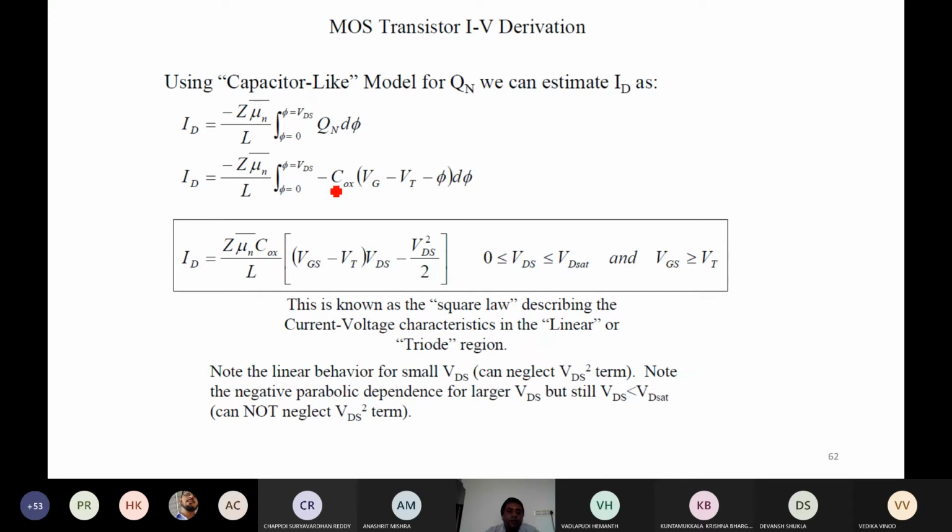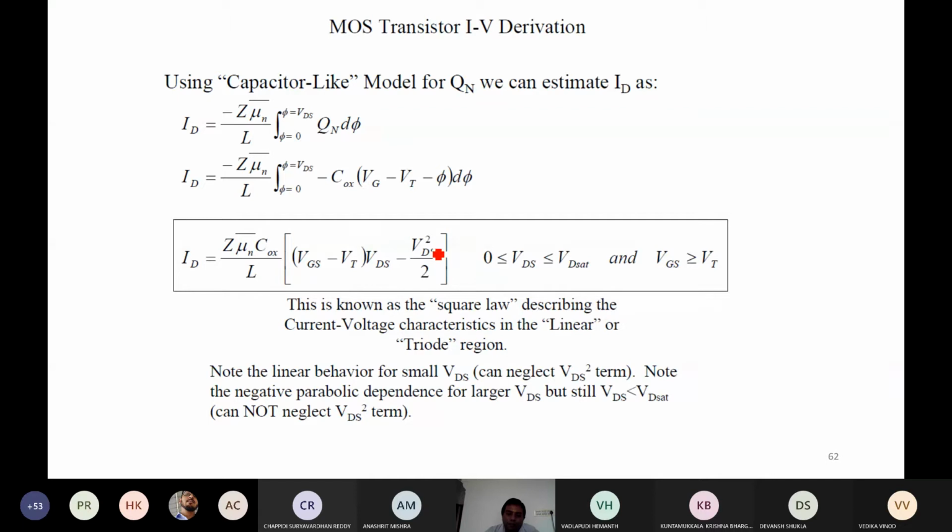By L, VGS minus VT will give you phi, and the second term will give you phi square by 2. You put the limit phi equal to 0 to VDS, so in the first term the value of phi is now VDS, and in the second term phi square by 2 means VDS square by 2. This way we find the current in the linear region, where VGS is greater than or equal to VT, and VDS is more than 0 but less than VD sat. This is the condition in which this current equation is valid. This is known as the square law equation describing the current-voltage characteristics in the linear region.